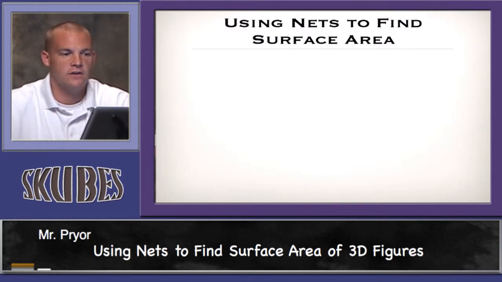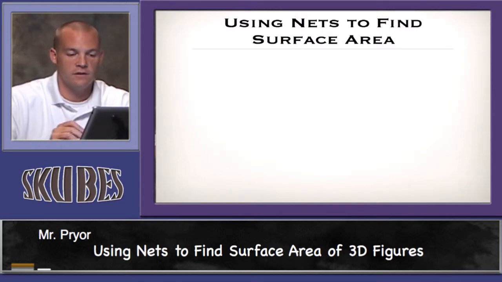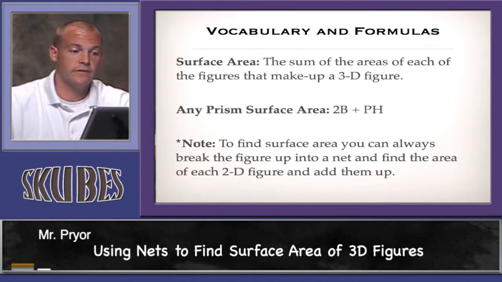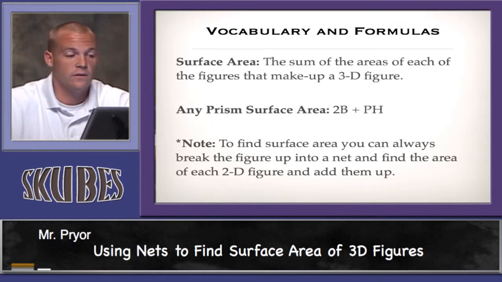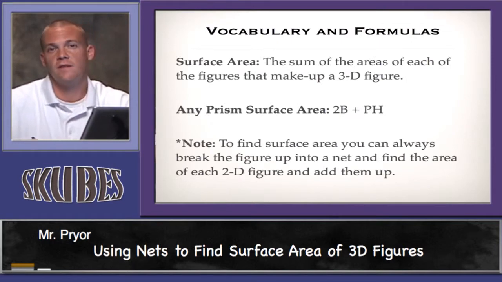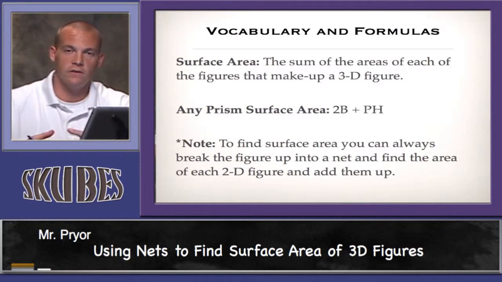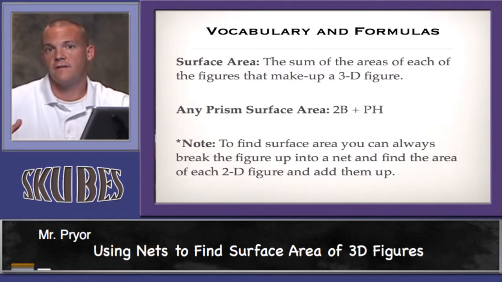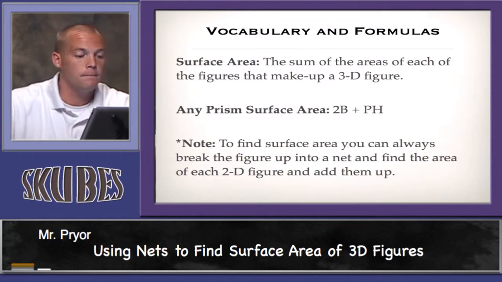We're going to be talking about how to use nets to find surface area of three-dimensional figures. We're also going to be talking about just simply surface area of three-dimensional figures. So let's discuss what surface area is first of all. Again, surface area can be summed up very easily as the area around a three-dimensional figure. So in other words, when you wrap a box during Christmas, if you're wrapping a box with paper.